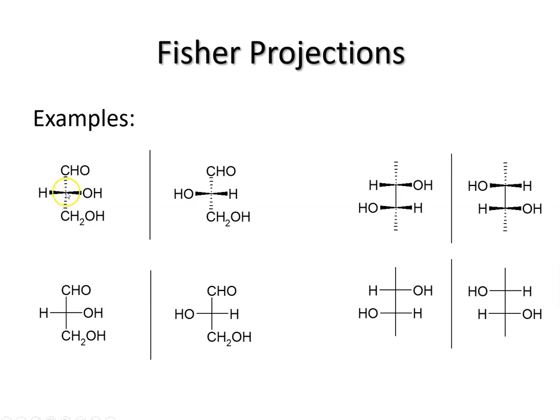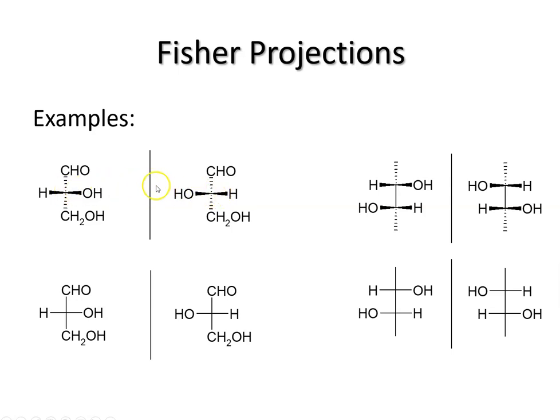We have a hydrogen attached, and the carbon is right here in the middle. We have a hydrogen, CHO group, an OH group, and a CH2OH group. So that's attached to 4 different unique things, and this is a chiral center. Here is the mirror image. It's the enantiomer of the compound.